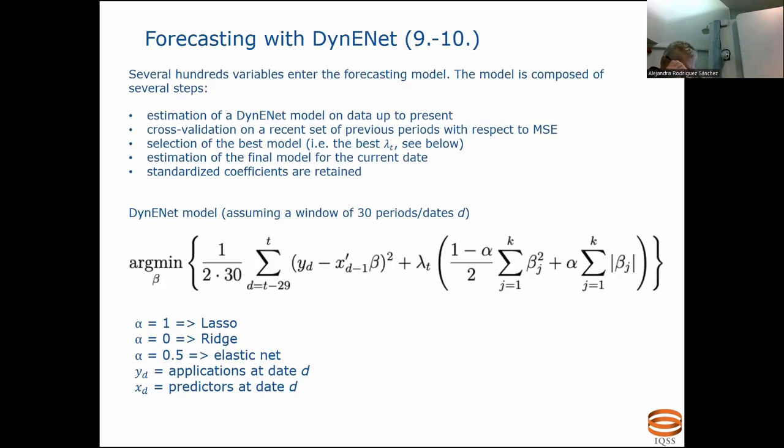Okay, and then the model. The model is a typical elastic net model, which means it's an autoregressive model. In our case, otherwise it's just an OLS model. So this is autoregressive in the sense that in the explanatory variables, we also put the application in the previous period, plus all the predictors in the previous period. And then we penalize this by two penalty functions.